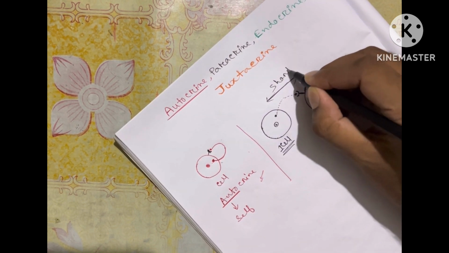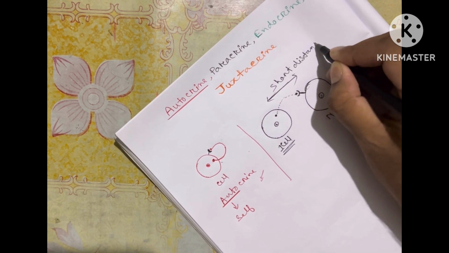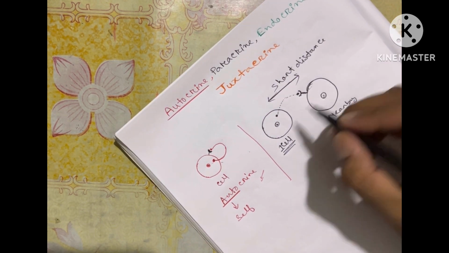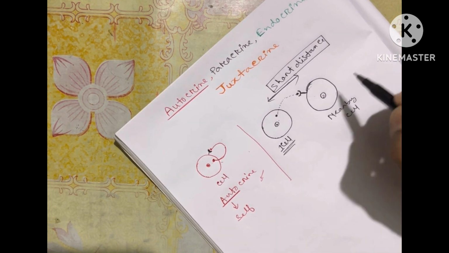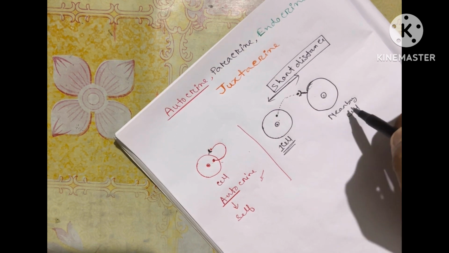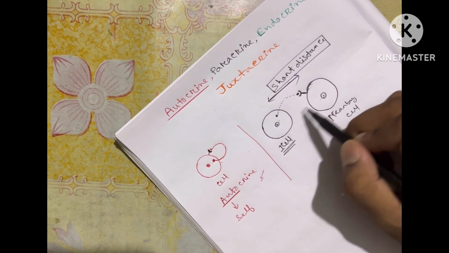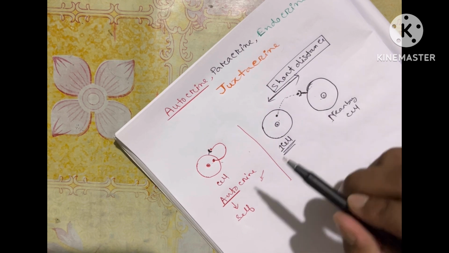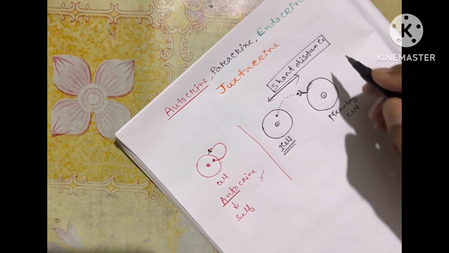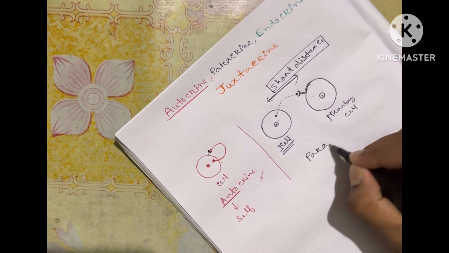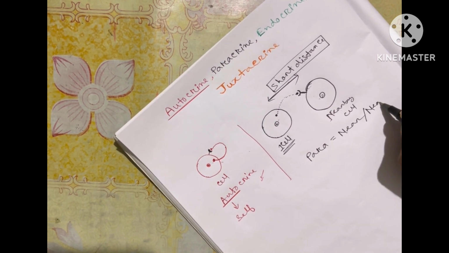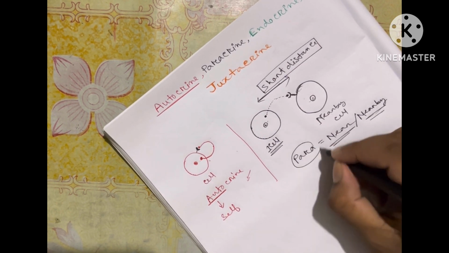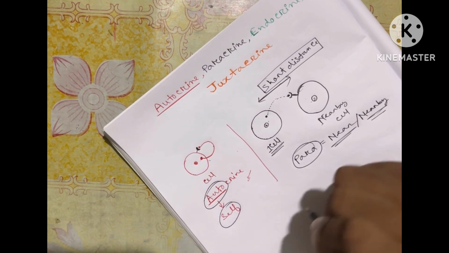This is a short distance. When two cells communicate over a short distance, or when two nearby cells communicate, then it is called paracrine signaling. Para means near or nearby, and self means auto.